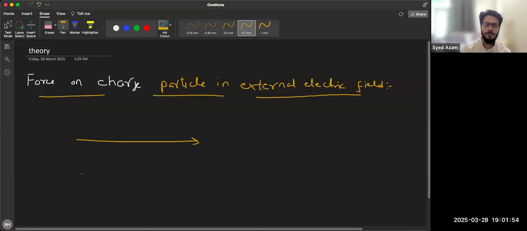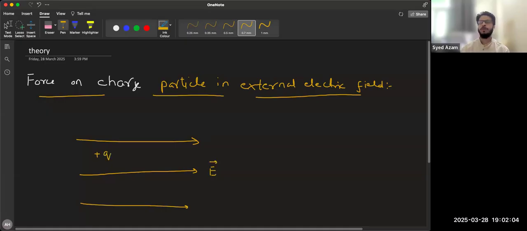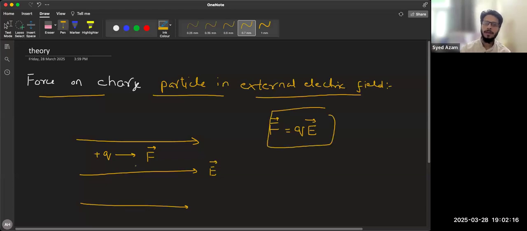So if you have an electric field E, and in this electric field you place a charge Q, this charge Q will experience some force, and that force is QE. The direction of force is the same as that of the electric field if your charge is positive. But if your charged particle is negative, then it will experience the same force in a direction opposite to that of the electric field. The magnitude would be the same, QE.